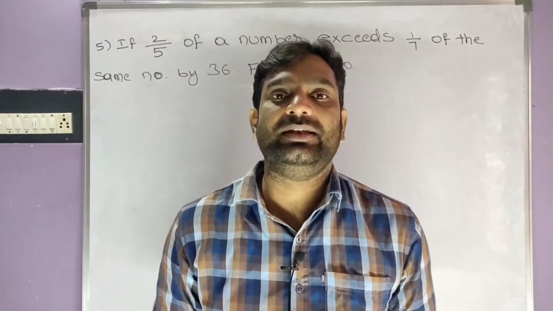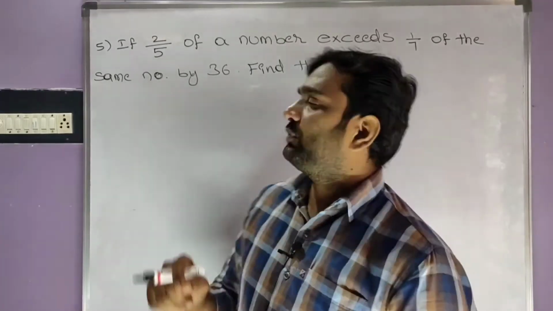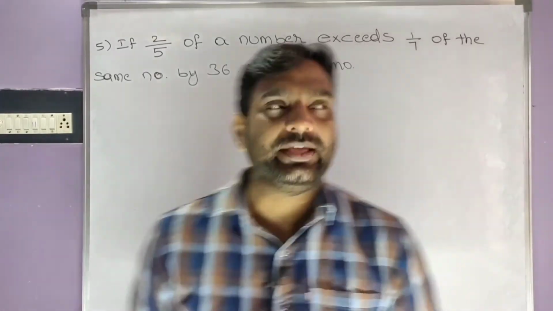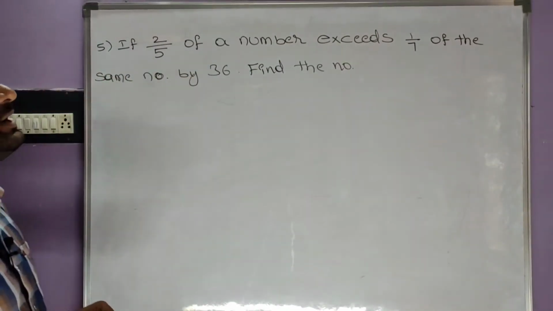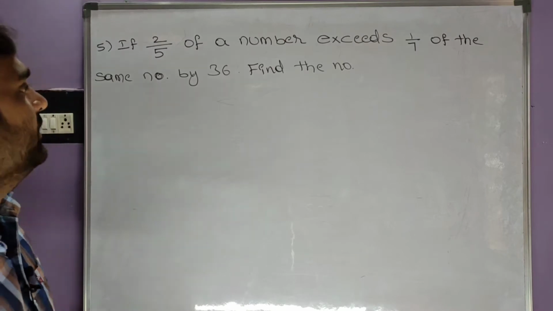In this session, I will explain 8th class first chapter, rational numbers, exercise 1.3, fifth problem. Here the question is given: if 2 by 5 of a number exceeds 1 by 7 of the same number by 36, find the number.